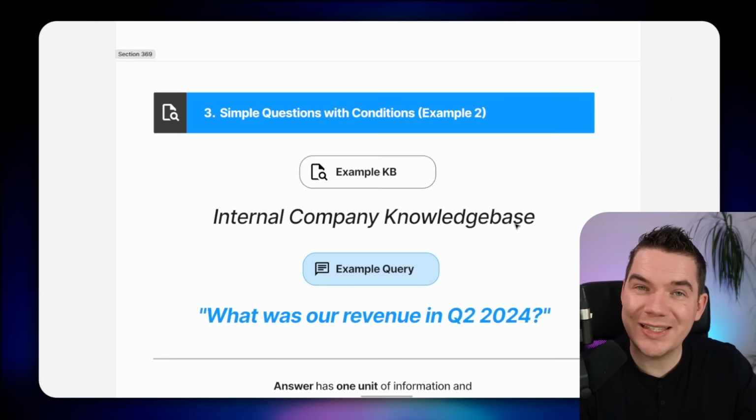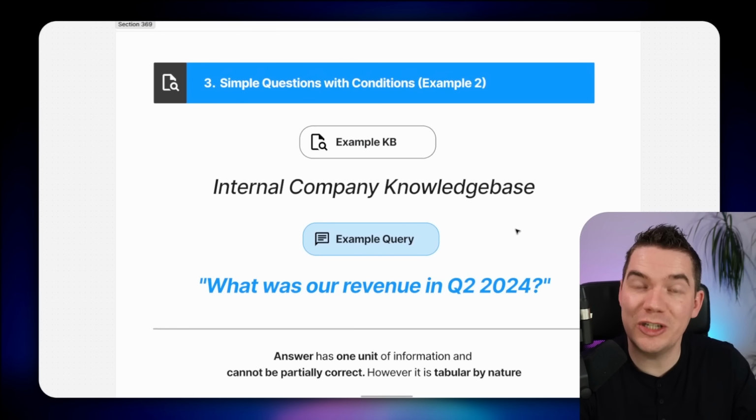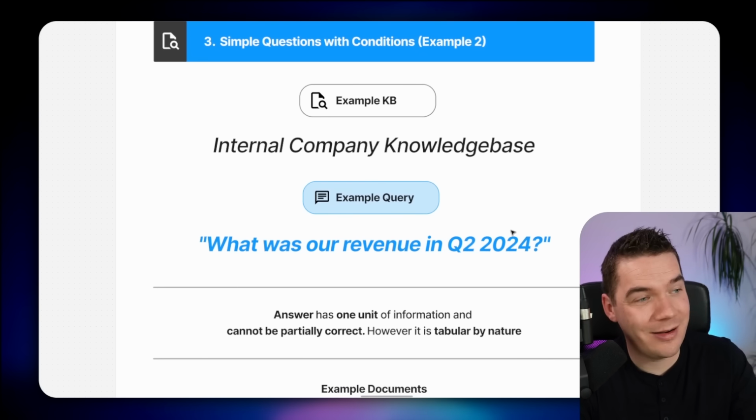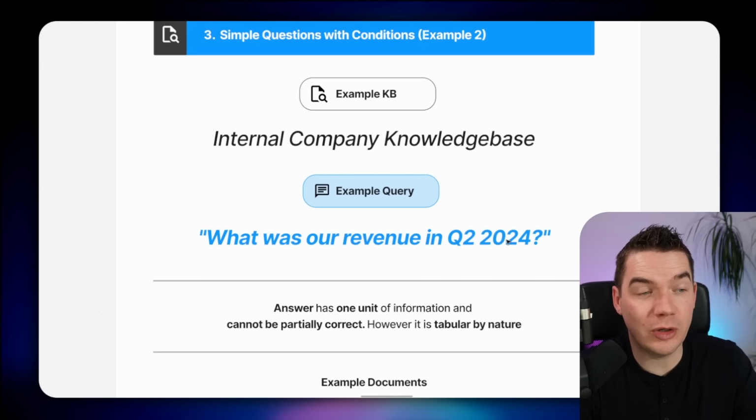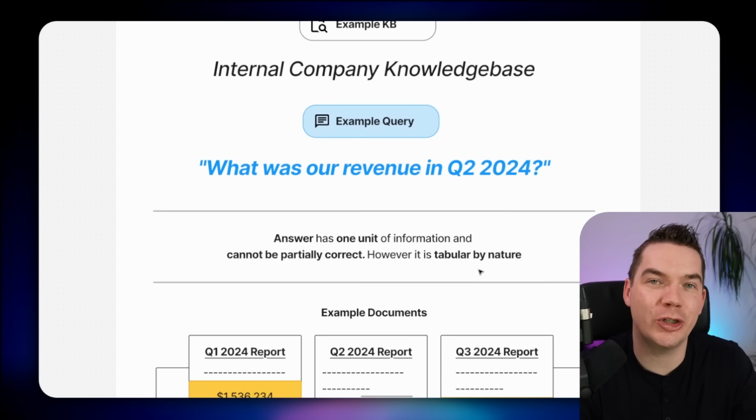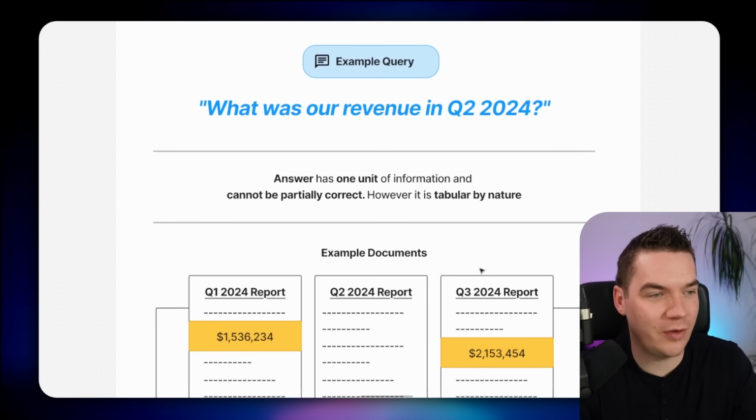So you can see that even simple questions with conditions can actually cause problems for vector search. And here's another one. What was our revenue in Q2 2024? It is a simple question. However, it's tabular by nature, and that's where vector search falls down.